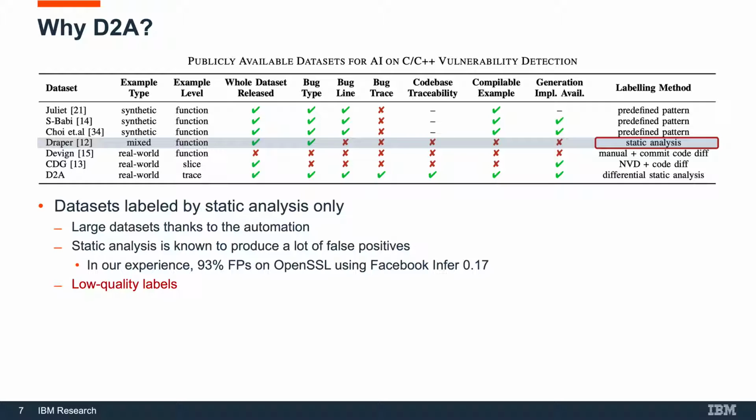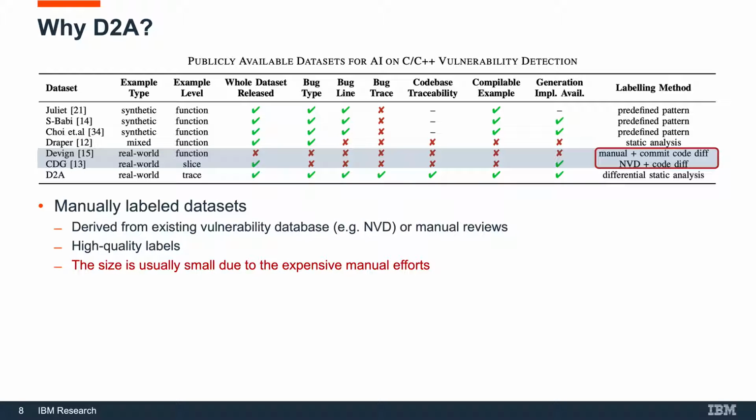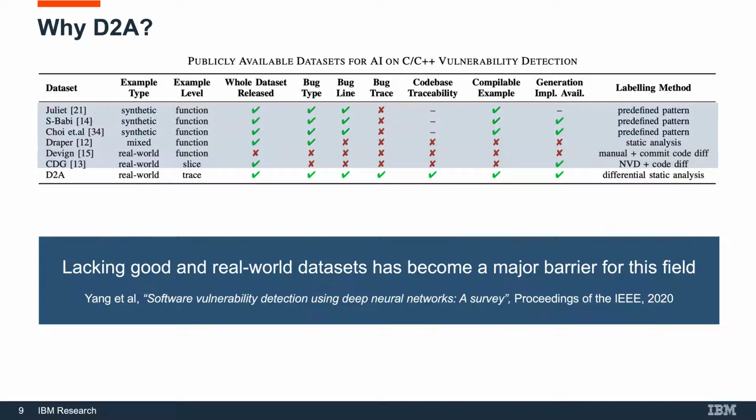Draper used a static analyzer as the labeler, and the dataset is large. However, static analyzers usually produce a lot of false positives. Therefore, the label quality of such datasets is usually low. Some real-world datasets get their labels from manual efforts, either from an existing vulnerability database such as NVD or from manual reviews. Therefore, the label quality is usually good. However, such datasets are usually small due to the expensive manual efforts. Just like a recently reviewed paper said, lacking good and real-world datasets has become a major barrier for this field, which is why we want to create a large real-world dataset with better labels.